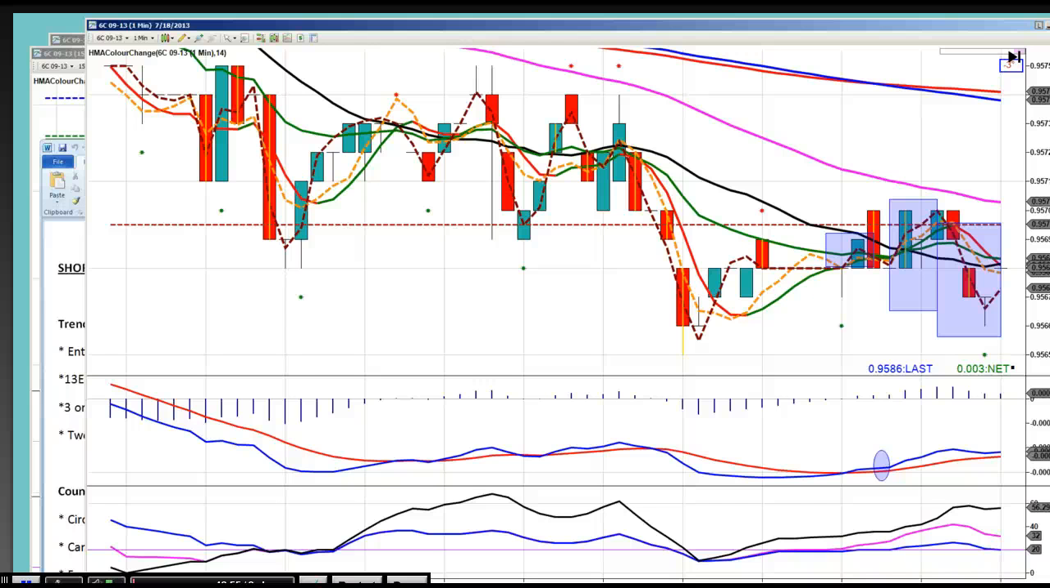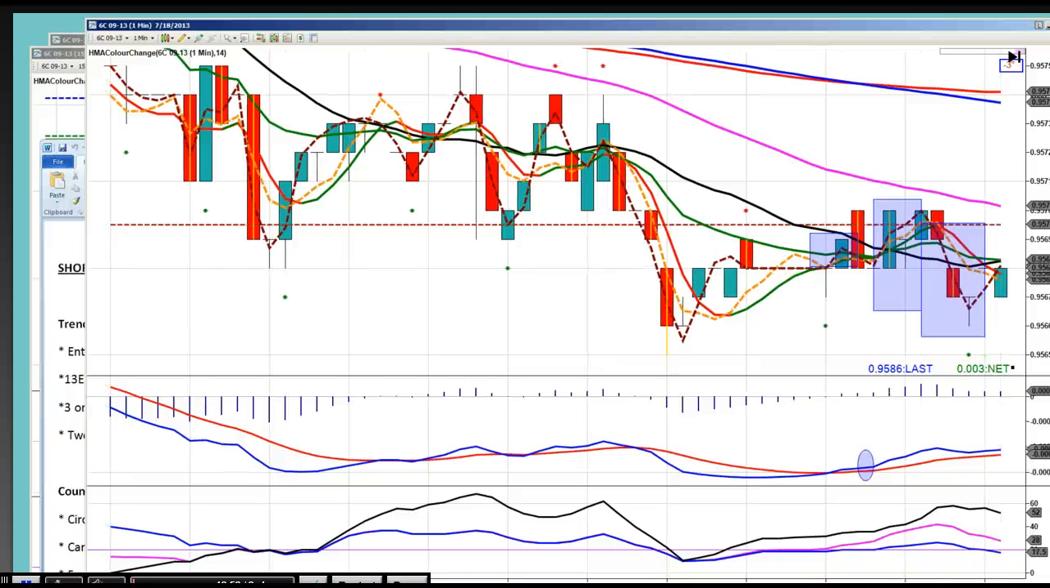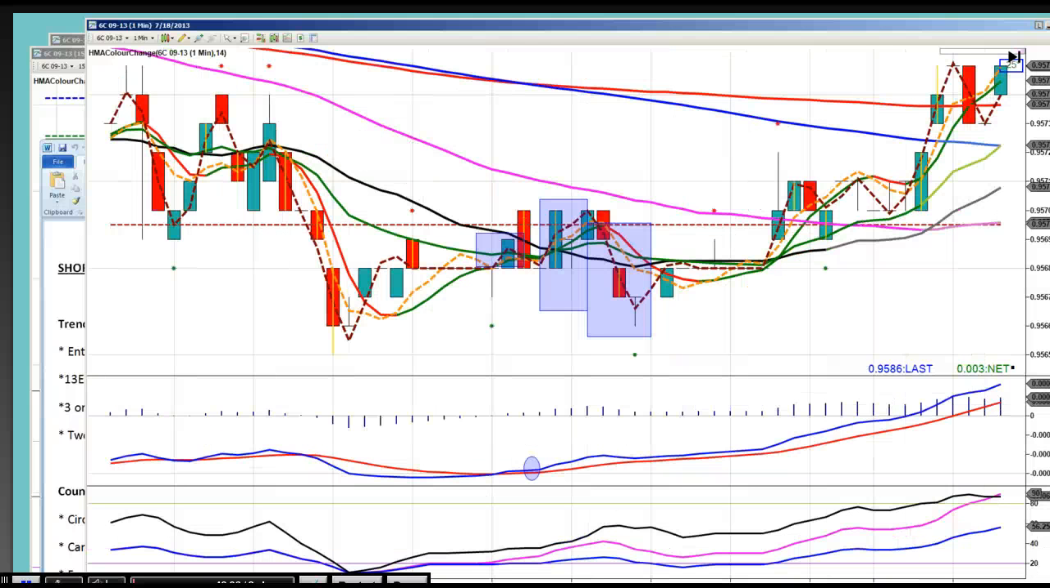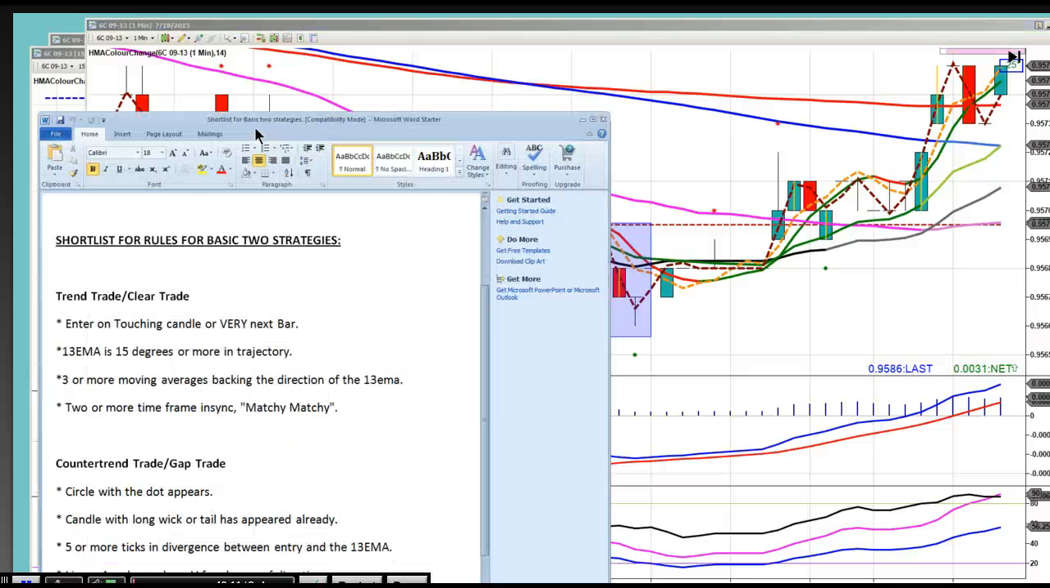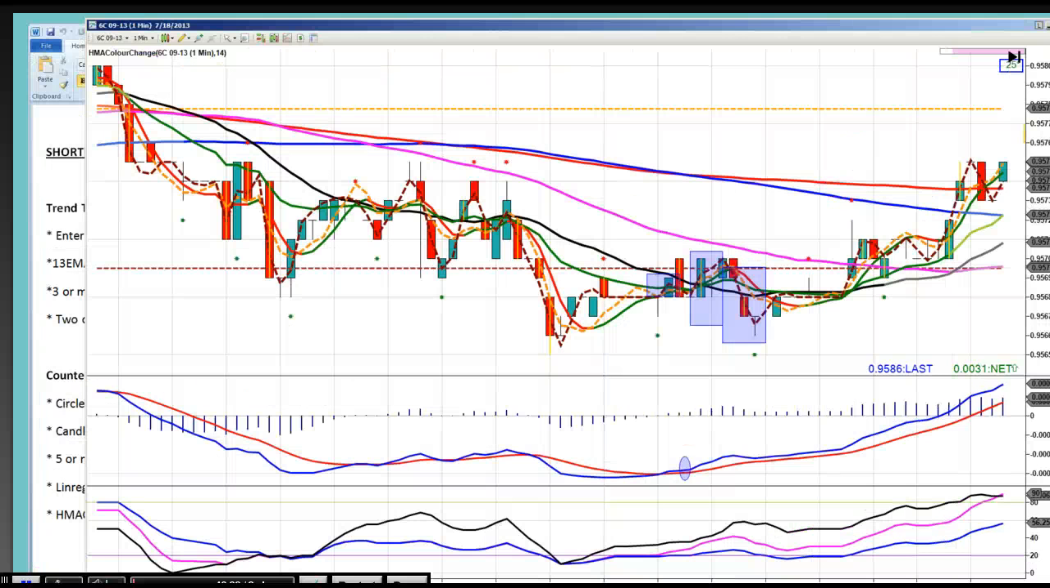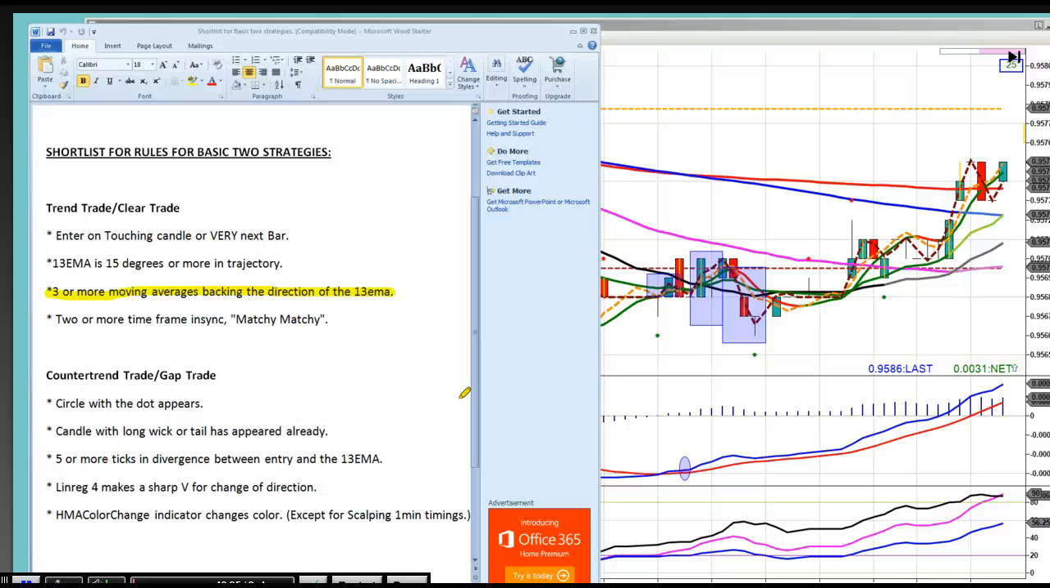The definition of a trend is simply this. Oops, where's my document? What's the definition of a trend? Let's take a look at this more closely. Remember, these rules have to be applied religiously. The definition of the trend is simply this: 3 moving averages back in the direction of the 13 EMA. So it must be the 13 crossing the 20 SMA. You know that your trend is developing. But your trend doesn't really become a trend until it's crossed a 3rd moving average.